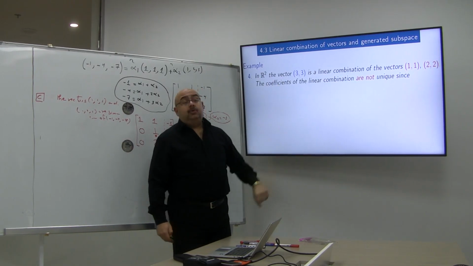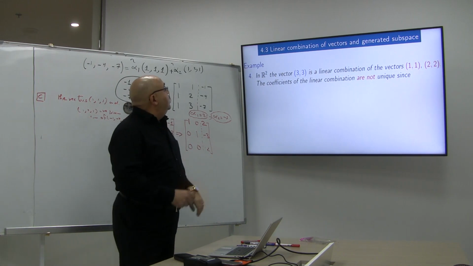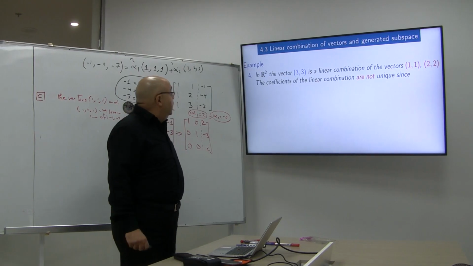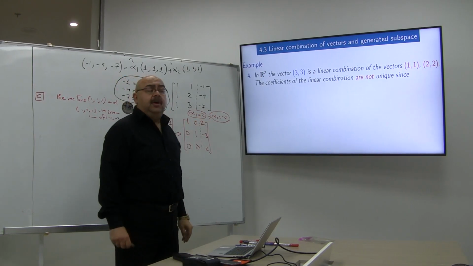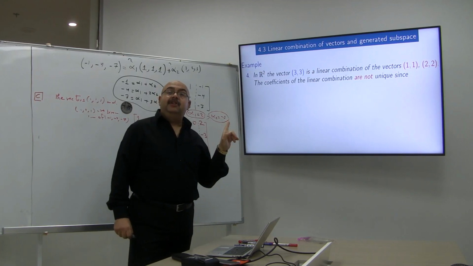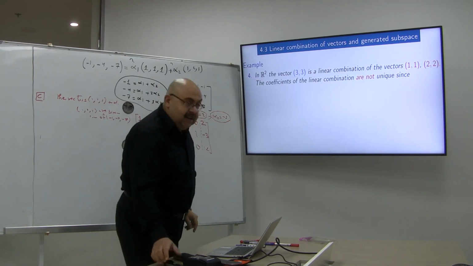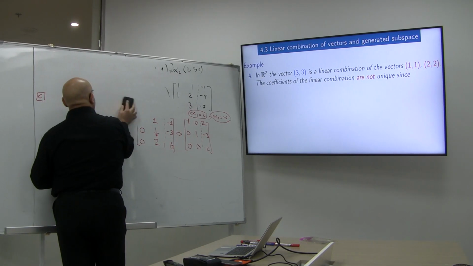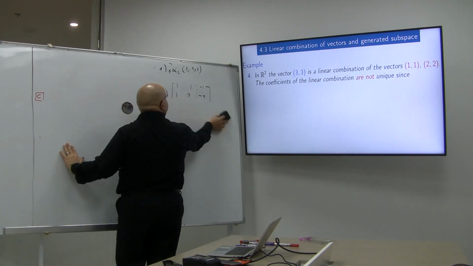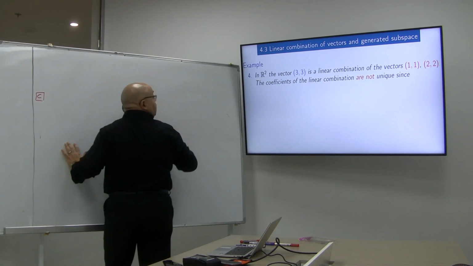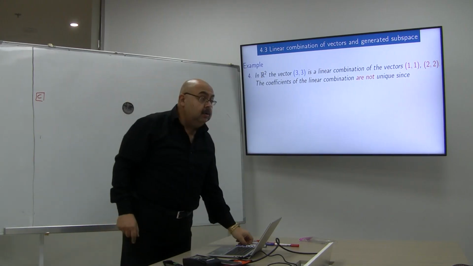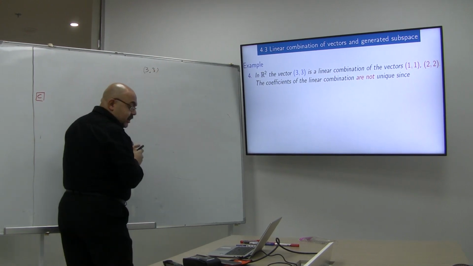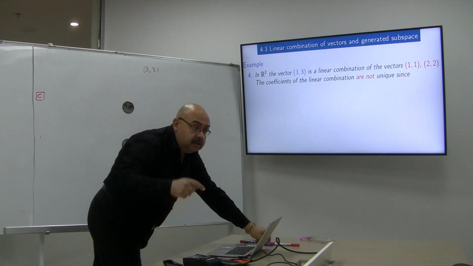Okay, in R2, let's look at this problem. In R2, the vector 3 and 3 is a linear combination of the vectors 1, 1 and 2, 2. The coefficients of the linear combination are not unique. They give you an infinite number of solutions. Let's see. Can you get the coefficients that will make the vector 3 by 3 a linear combination of the two vectors 1, 1 and 2, 2? I can. So 3 and 3 should be a linear combination of which vectors?